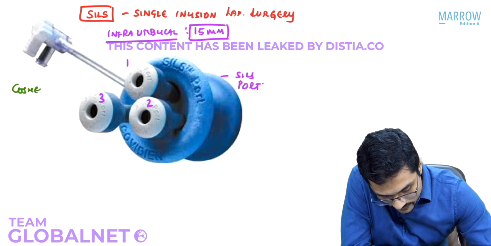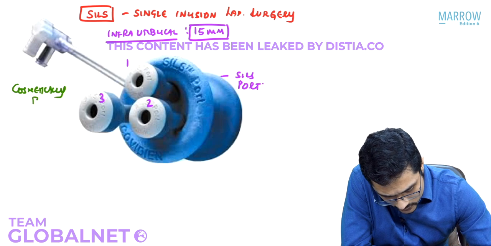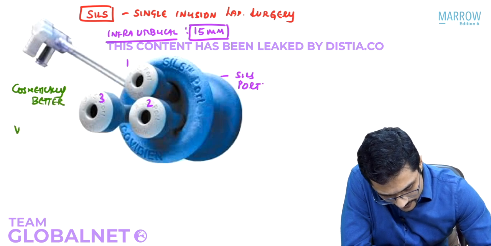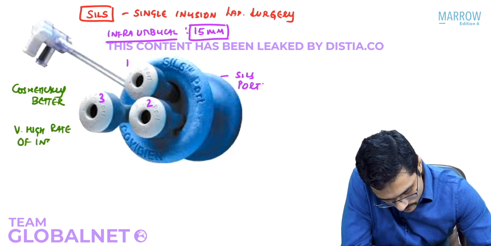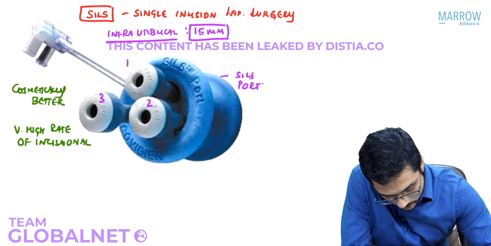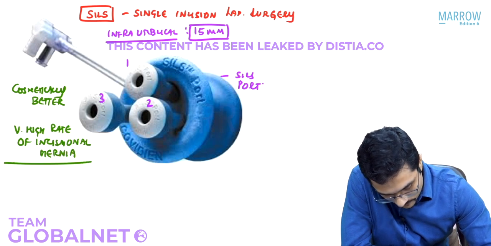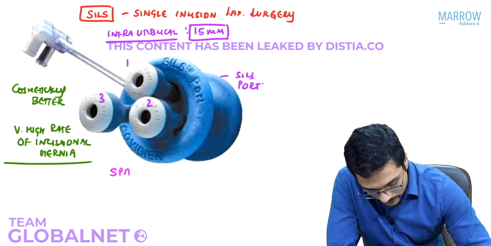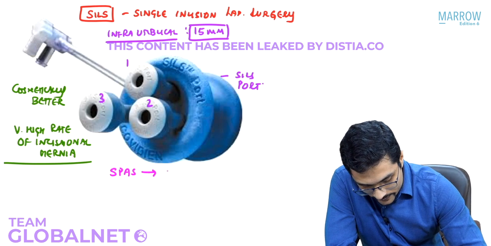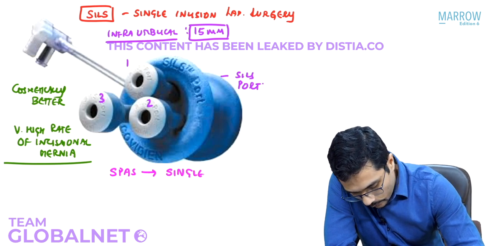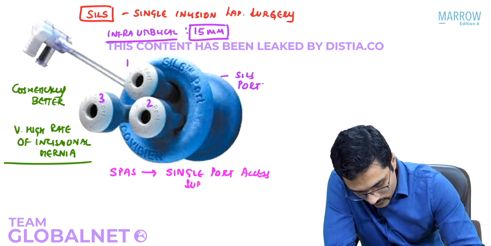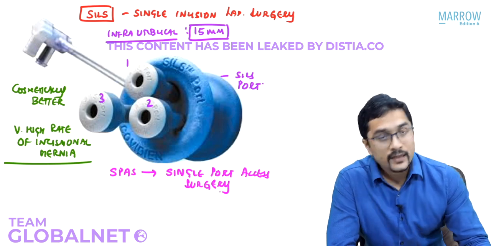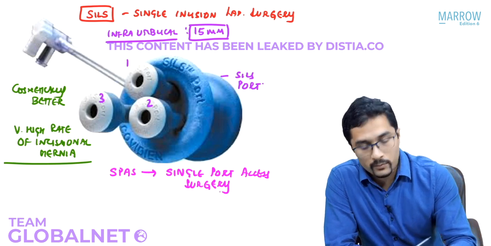But the drawback of single incision laparoscopic surgery is that it has a very high rate of incisional hernia. Right, so that is the drawback in these patients. Very high rate of incisional hernia. And another name for SILS is SPAS. Right? This is single port access surgery. Single port access surgery, or SPAS, is another name for SILS. This is not the thing which you should know about.